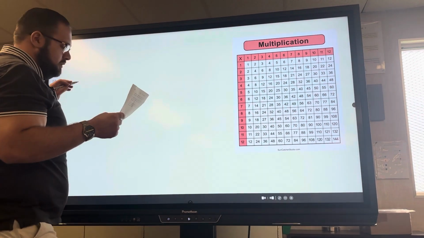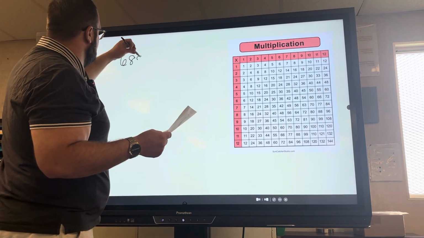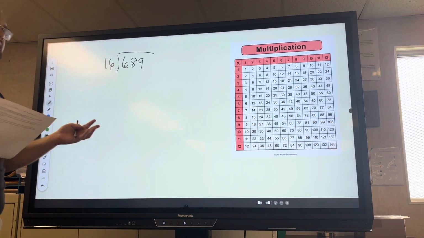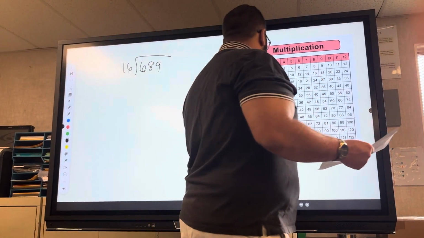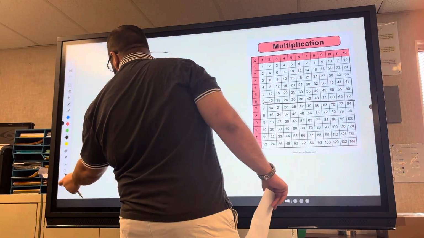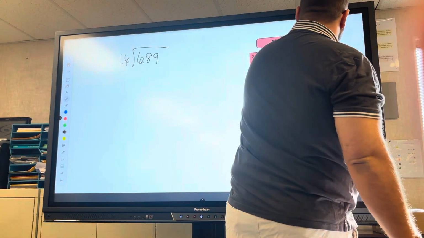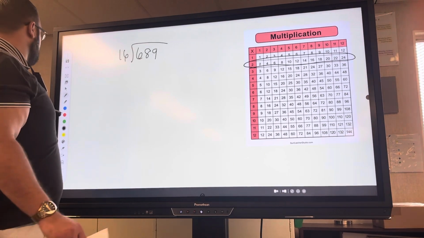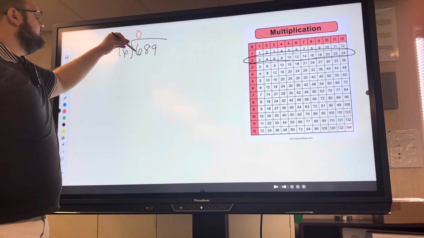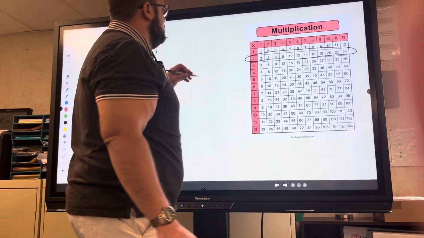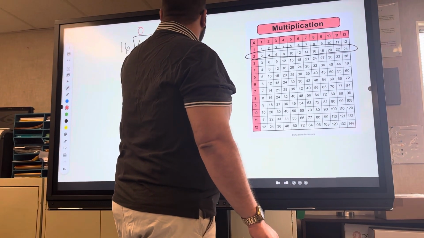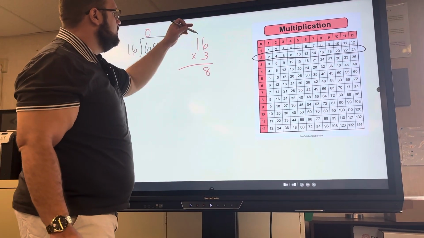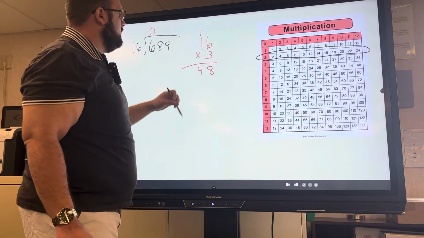Number 7 is 689 divided by 16. Now, I'm going to round 16 up to 20 again, because it's closer to 20 than it is to 10. So I'm looking at my, oops, no, not my 6s. I'm looking at my 2s. Okay, so 16 goes into 6 approximately 0 times. 68, I'm going to say it goes in there 3 times. So 2 times 3 is 6. Which means 20 times 3 is 60. 16 times 3 is going to be 48.